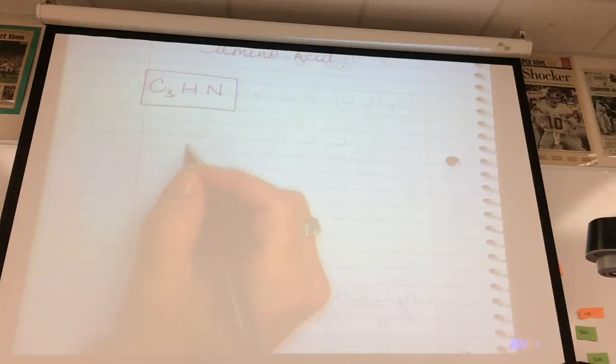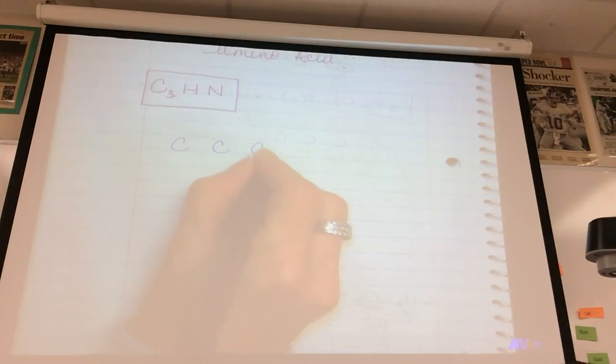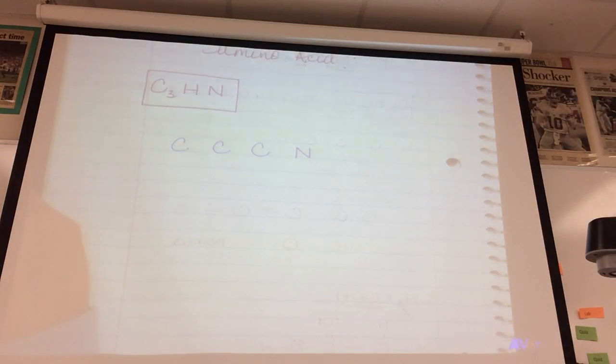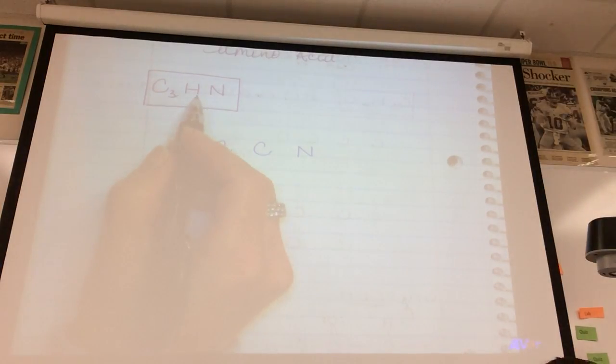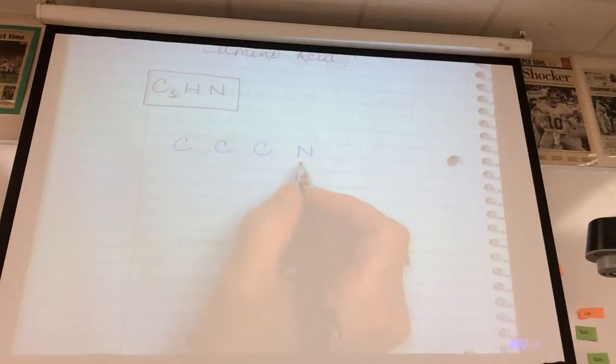What do you think? Come on, Andorra, you do it. Put the C's in a line. You have very few H's. How many bonds does N like to form? Three. Let's give it a triple, because we don't have many H's. What else will be on the N?